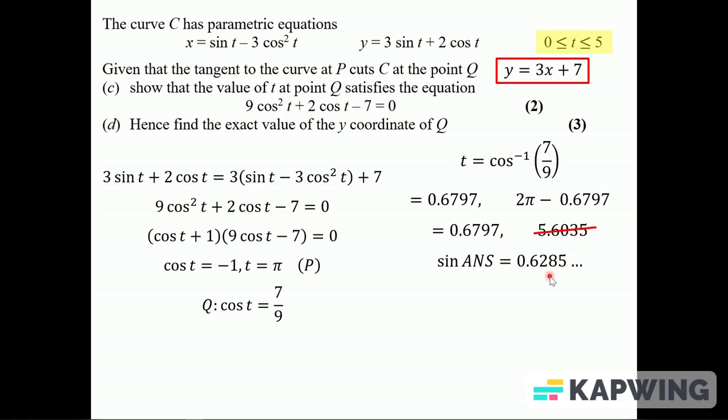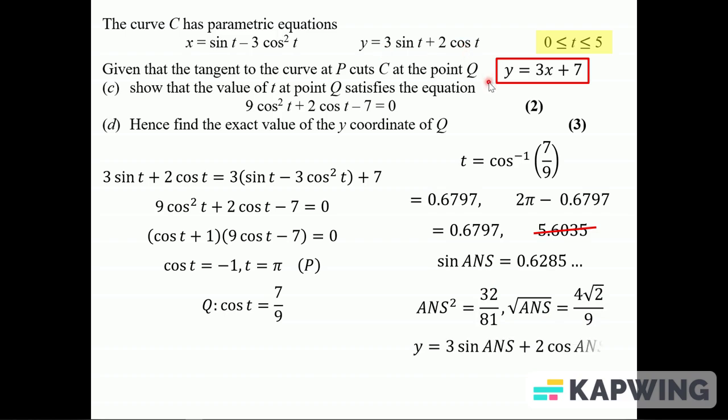And we're looking for an exact answer. So if we square it, we get 32 over 81, and then get that 4 root 2 over 9. And then you can put the 7 over 9 and the 4 root 2 over 9 into your parametric. If you put it straight in with your answer for the cos to the -1, you get that decimal, which doesn't get you the last mark. It just gets you everything but.